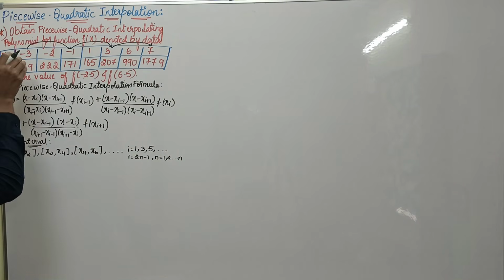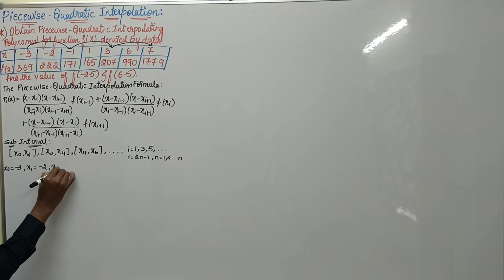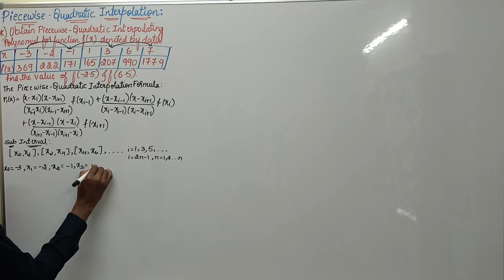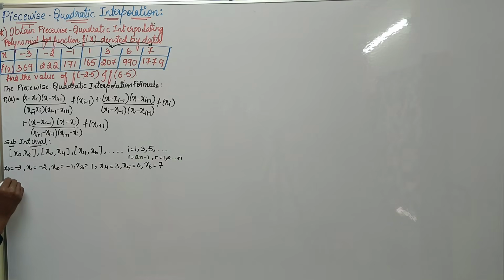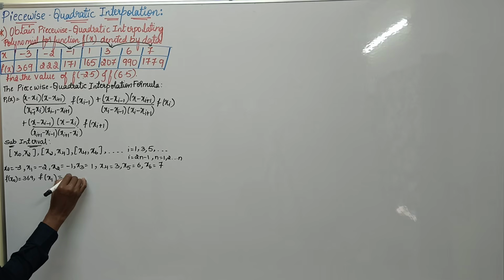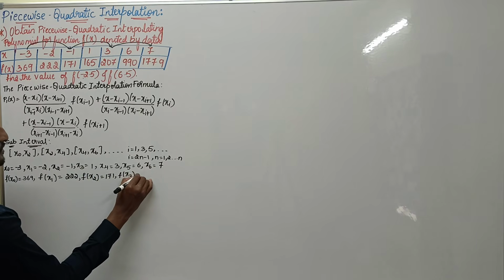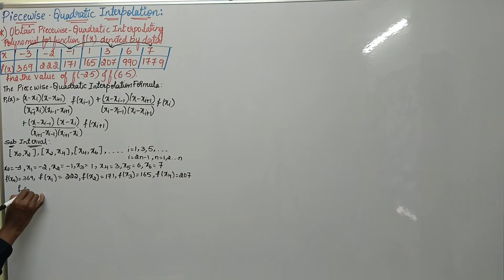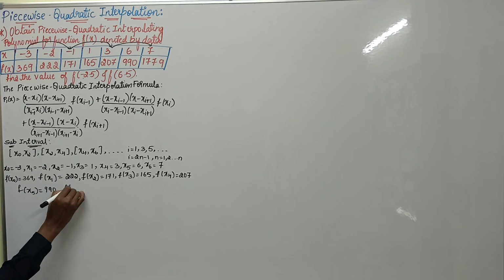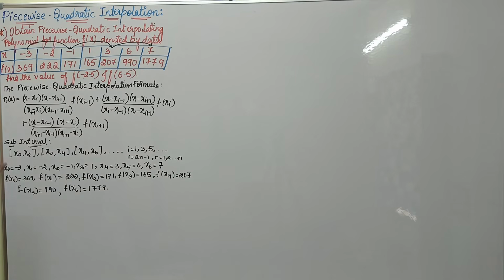Now let us represent the interval or the nodal points, that is x0 equal to minus 3, x1 equal to minus 2, x2 equal to minus 1, x3 equal to 1, x4 equal to 3, x5 equal to 6, x6 equal to 7, where f of x0 equal to 369, f of x1 equal to 222, f of x2 equal to 171, f of x3 equal to 165, f of x4 equal to 207, f of x5 equal to 990, and f of x6 equal to 1779. Got the point?